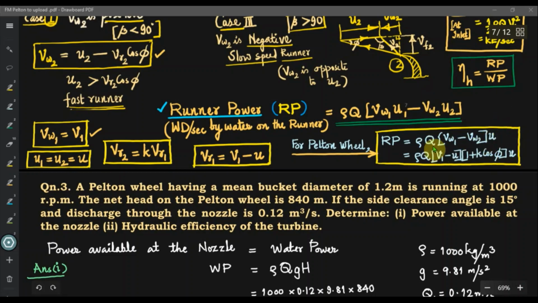And in our previous derivation for the runner power, we got an expression rho Q into (V1 minus u) into (1 plus k cos phi) into u. If you know this expression, then you don't require the values of Vw1 and Vw2. So if you keep this relation in mind, then you don't require Vw2 separately.